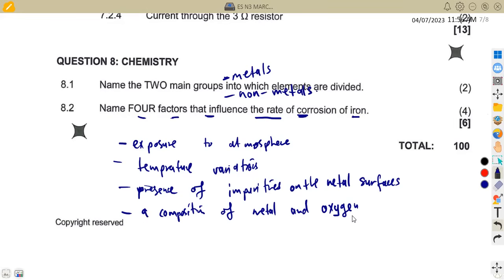A total of 6 marks on this chemistry, out of a total of 100. Like I said, if you've got any others, mention them in the comment section so that we can also have them in our next classes.